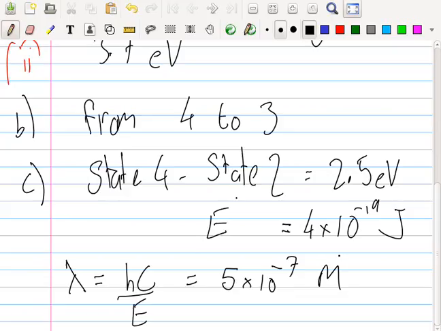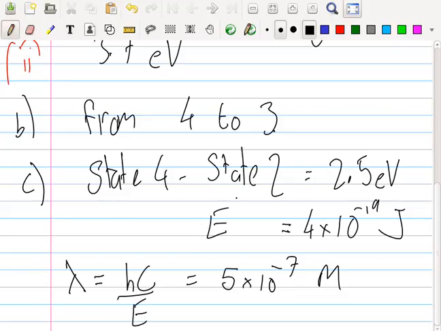Light emitted from a discharge tube containing low pressure mercury is analysed by passing it through a diffraction grating of 400 lines per millimetre. The second order diffraction line is at angle 28.5. Calculate the distance between the lines on the diffraction grating, and then there's a second part to it.